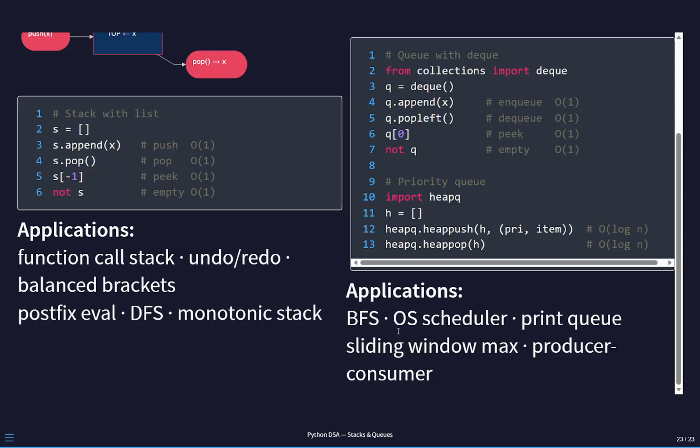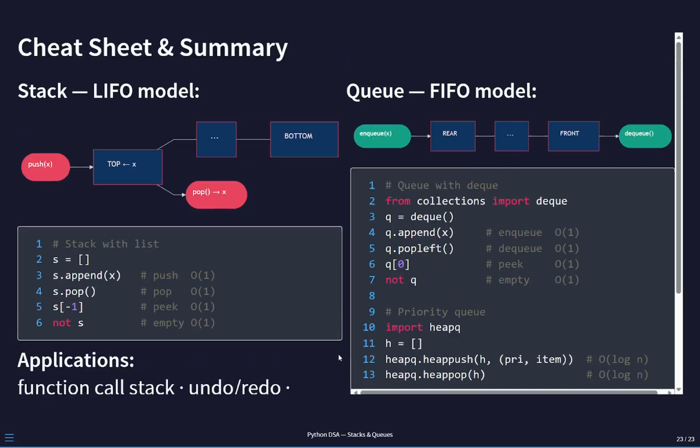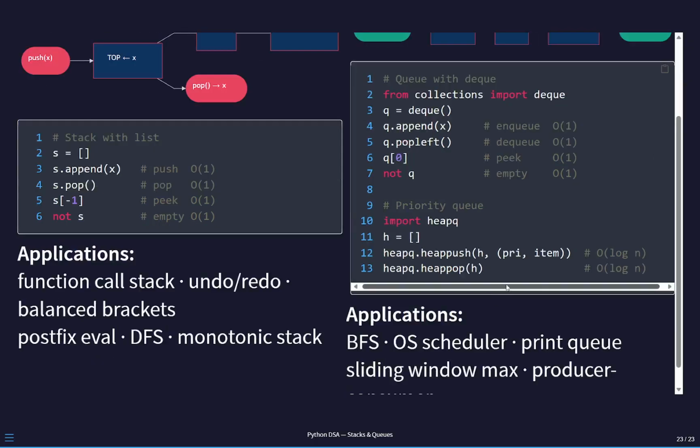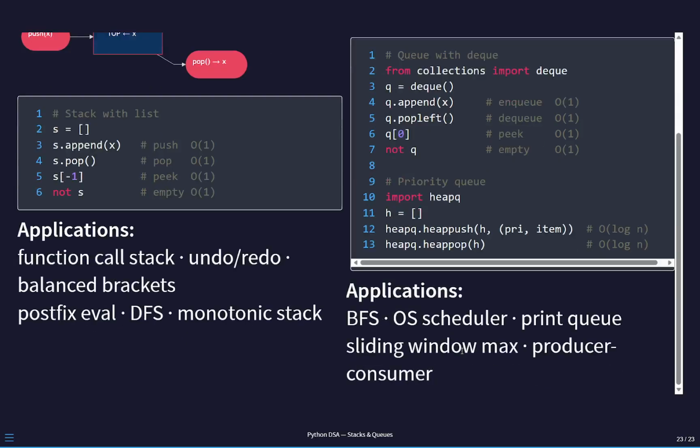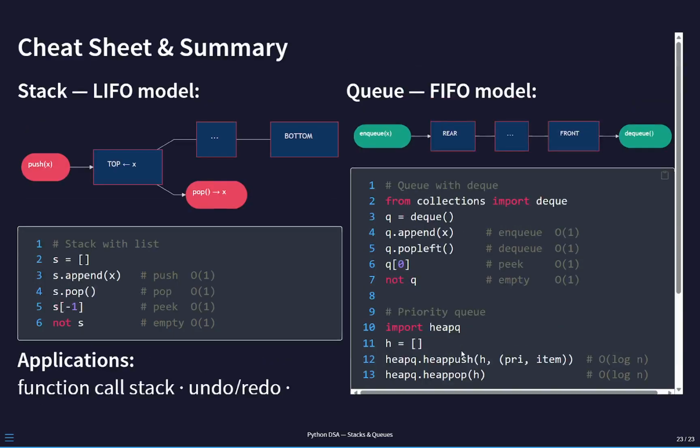Click. Priority queue. Use heapq with tuples of priority and item. Heap push is O(log n). Heap pop is O(log n). h[0] for O(1) peek. For a max heap, negate the priority. Applications: Dijkstra's algorithm, A star, task scheduling, any problem with always process the highest priority item next.